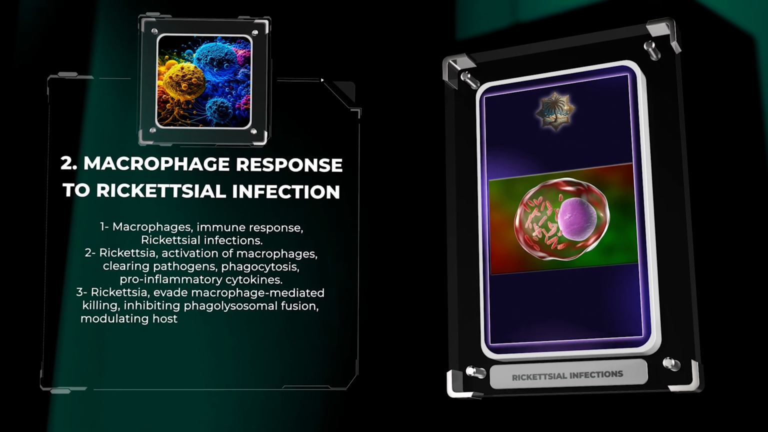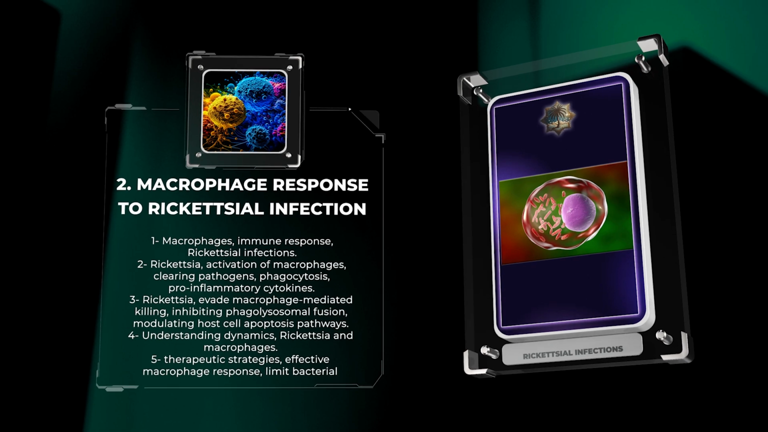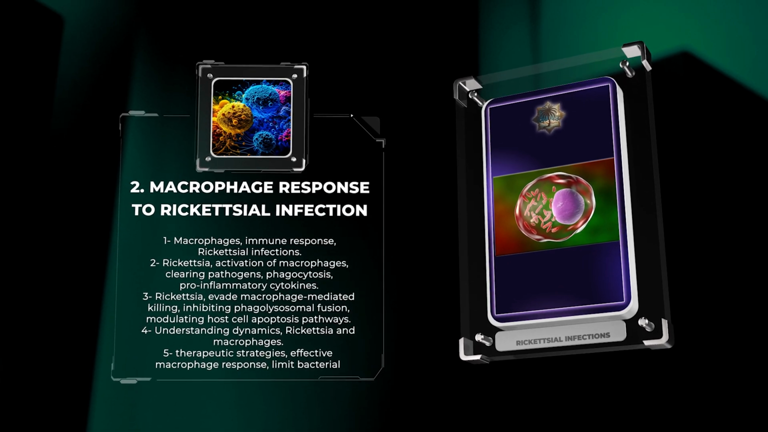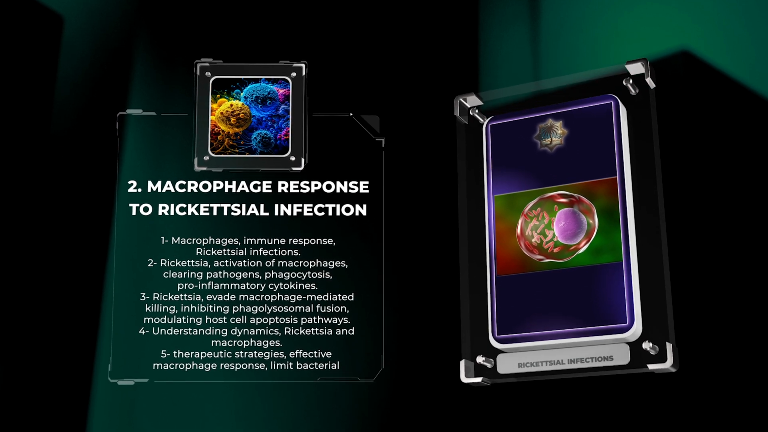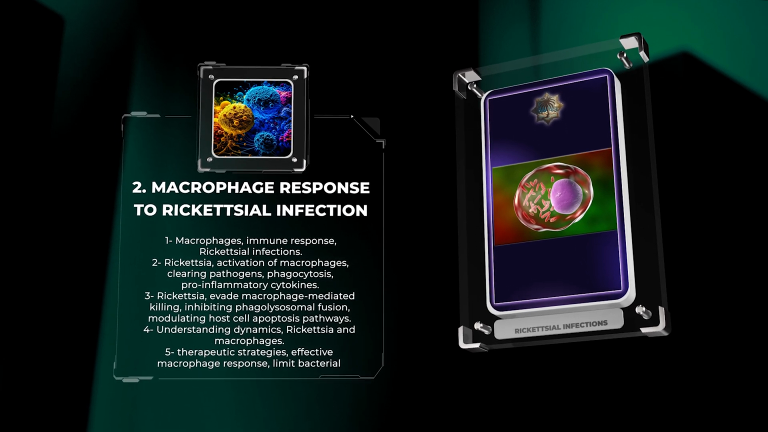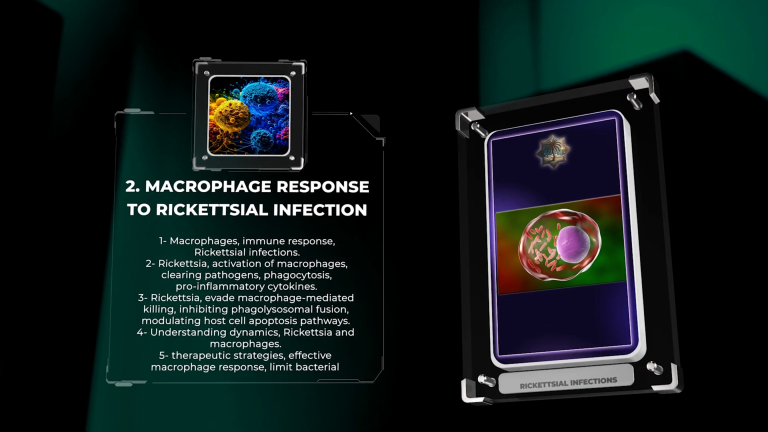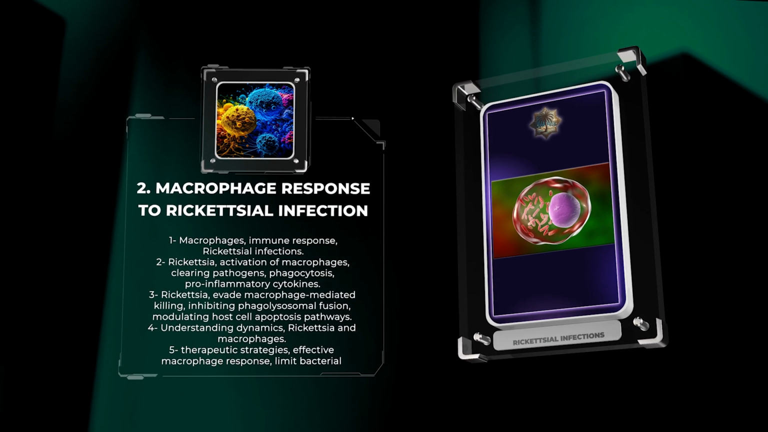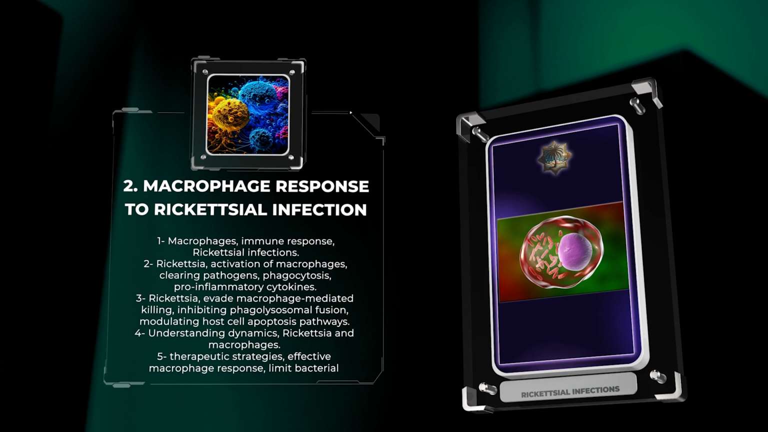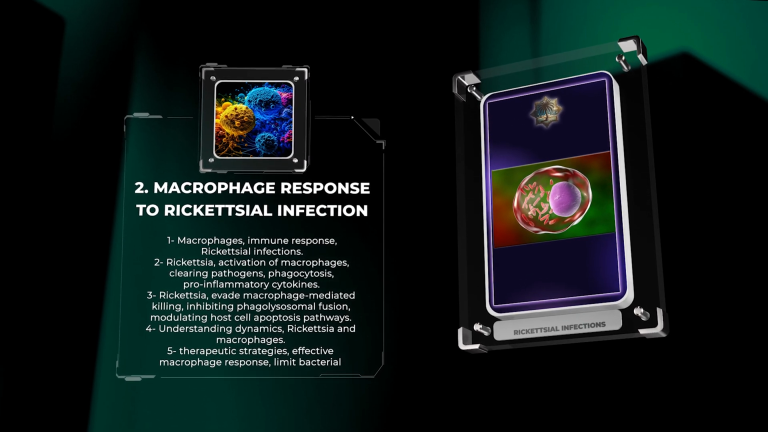Professor, macrophages play a critical role in the immune response against rickettsial infections. Upon infection, Rickettsia stimulate the activation of macrophages, which are vital in clearing pathogens through phagocytosis and the secretion of various pro-inflammatory cytokines. However, Rickettsia employ strategies to evade macrophage-mediated killing, such as inhibiting phagolysosomal fusion and modulating host cell apoptosis pathways. Understanding the intricate dynamics between Rickettsia and macrophages is fundamentally important for designing therapeutic strategies that promote an effective macrophage response and limit bacterial survival.